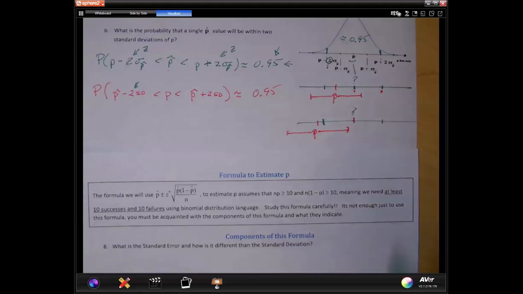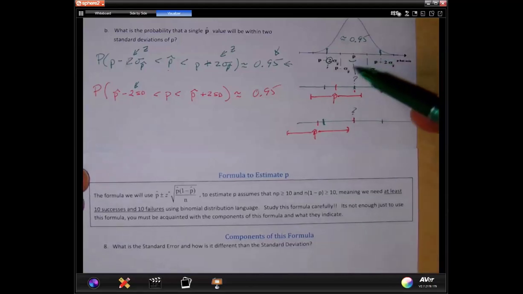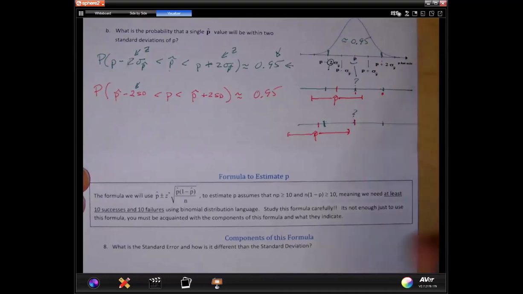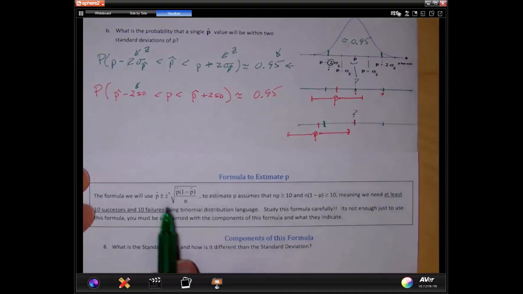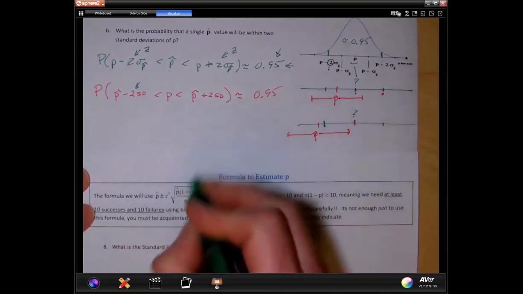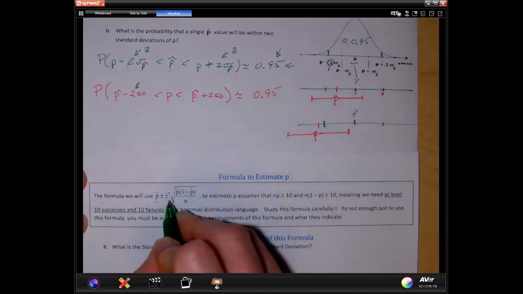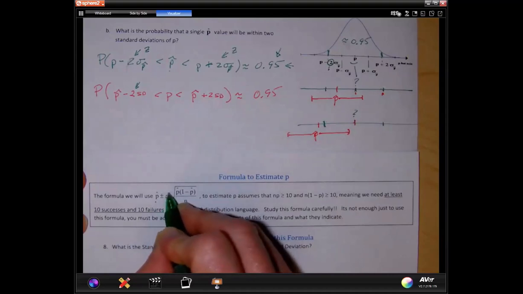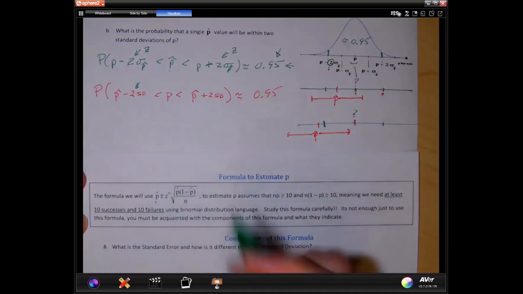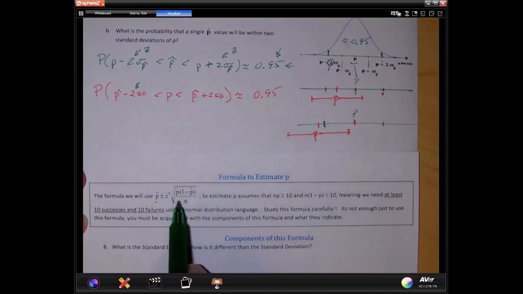So we just finished explaining how this procedure works. And here's a formula. Notice this formula says put p hat at its center. Then I'm going to use a number of standard deviations, and notice it's called z star. We'll talk about it in a second. And here's my standard deviation.